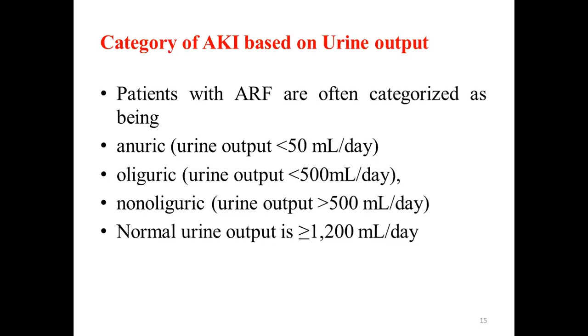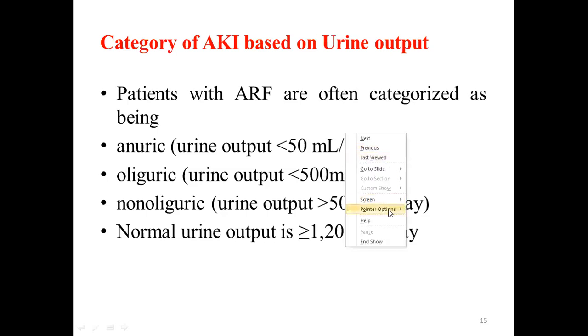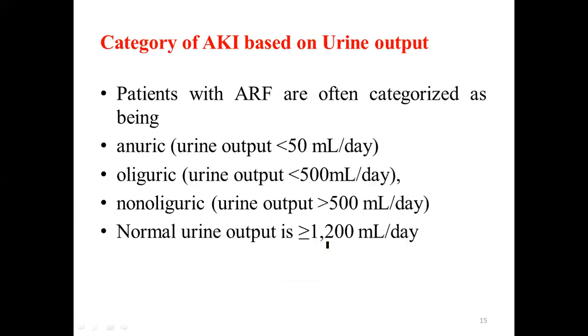So this category is, remember, urine output. The normal urine output is above 1200 ml per day. Okay, so this is the category. So this is the normal output.